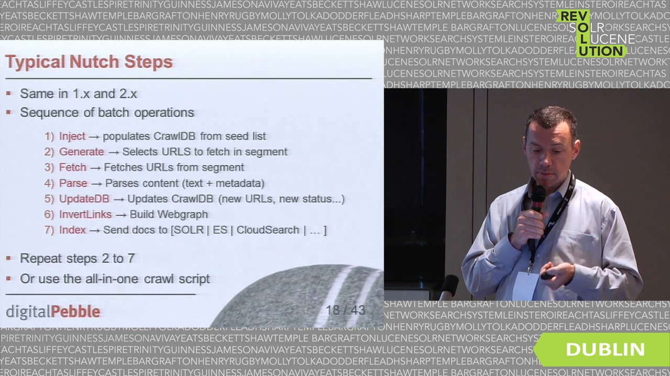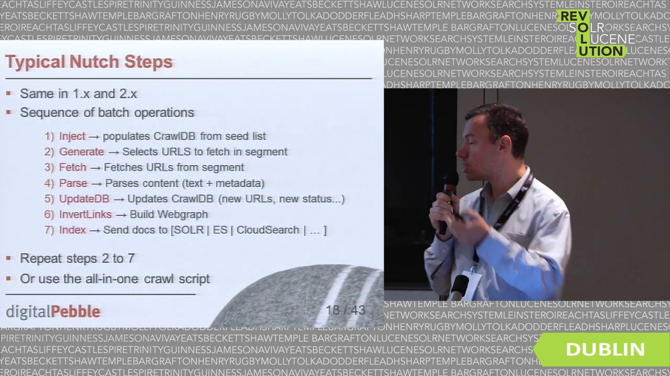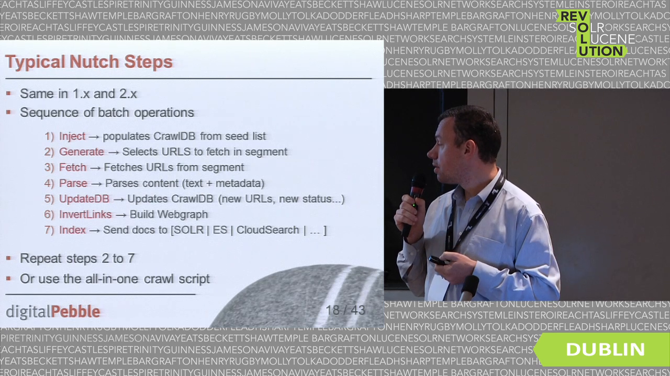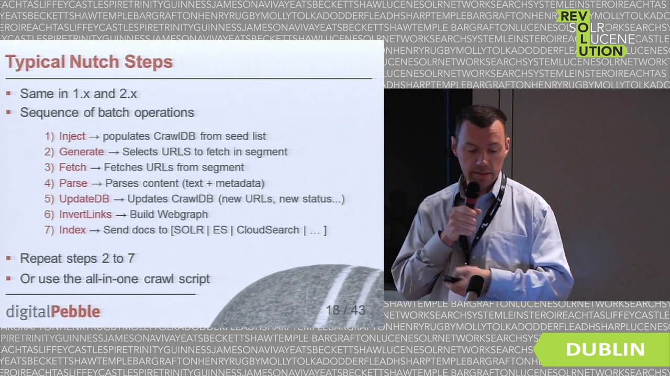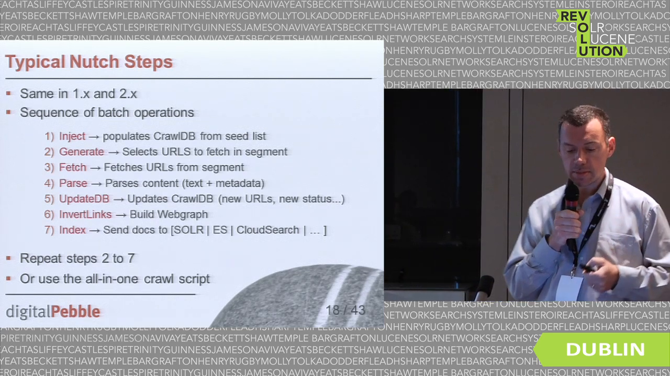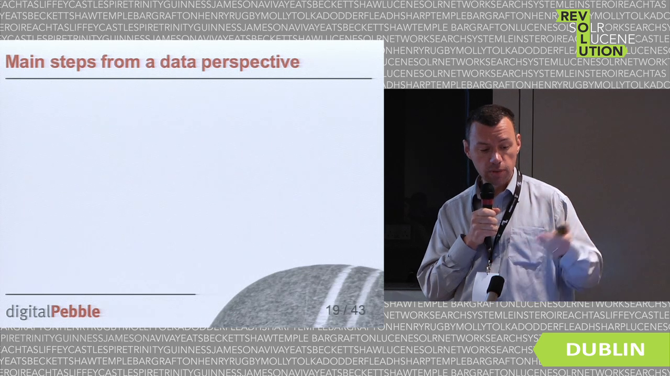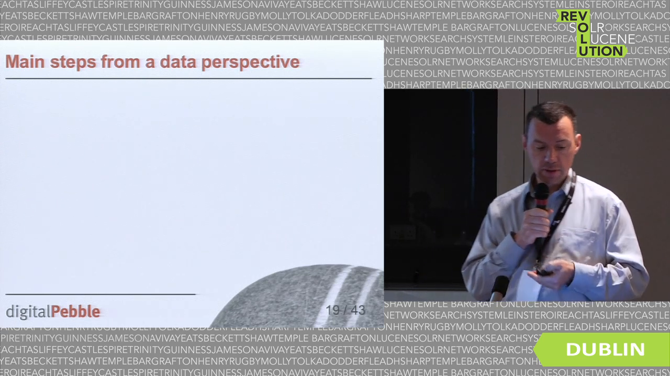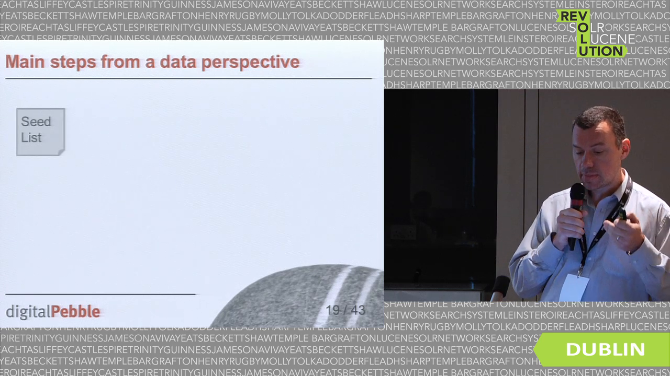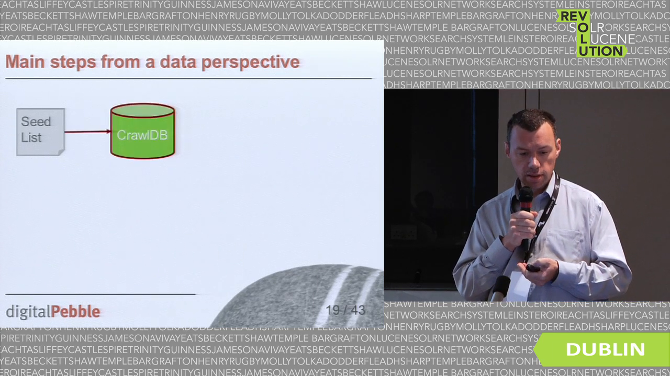Then you can also typically invert the links, so build a web graph, so relationships between the URLs. And then often, you can send the index and send the documents to Solr, Elasticsearch, or whatever. And typically, you repeat the steps from 2 to 7 as many times as you need. Or you can use the crawl script I mentioned earlier, which will do all these things with a single command line.